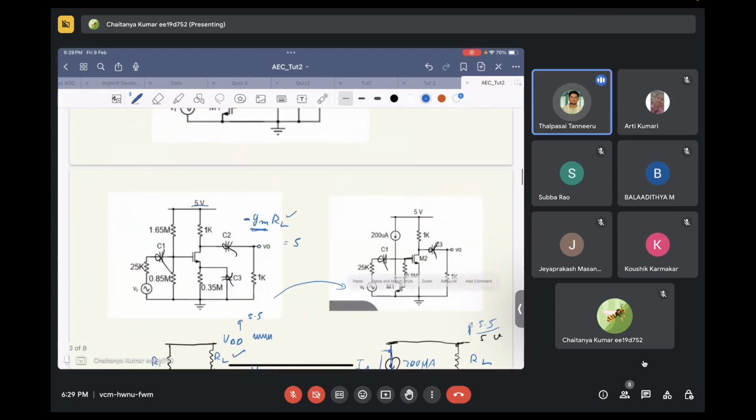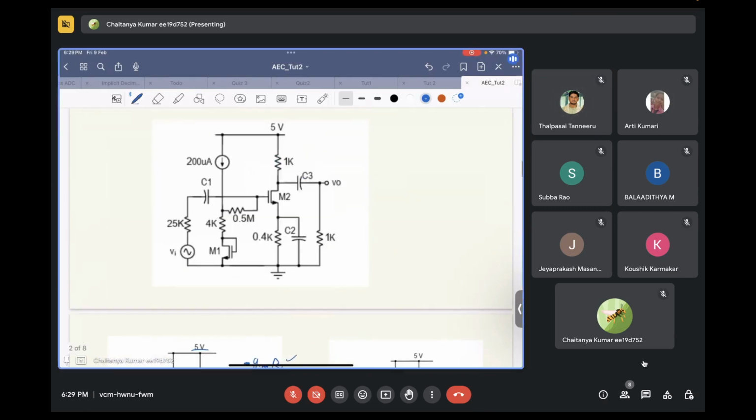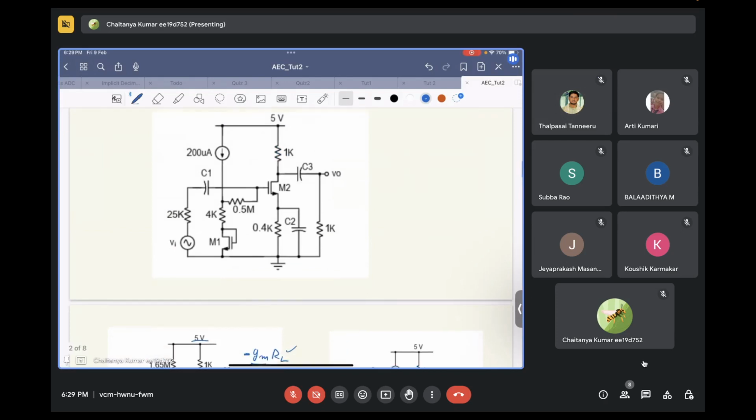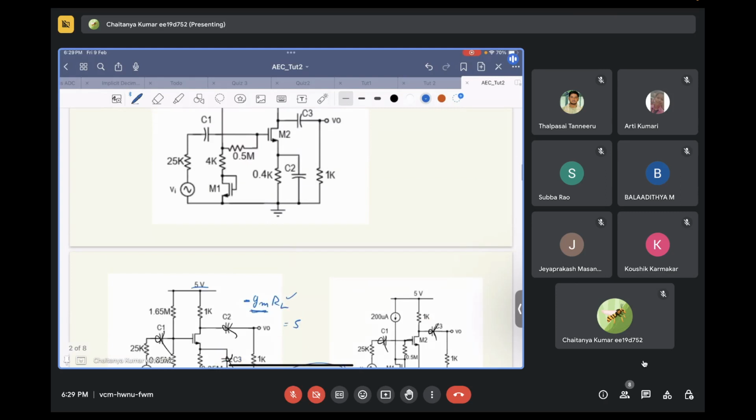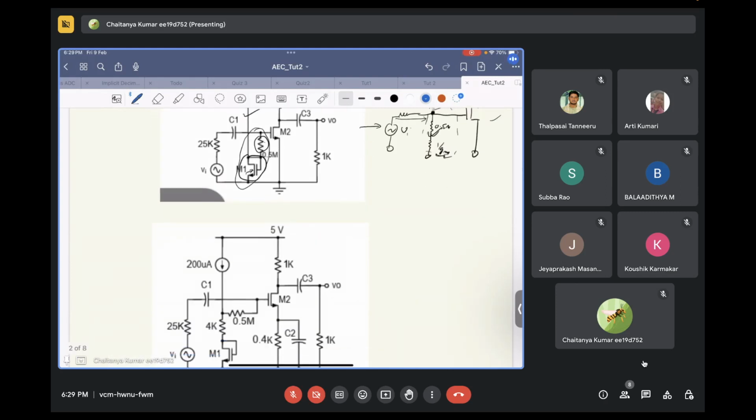Sir, in the next question only, here instead of 0.4 mega ohm, they added one more resistor, sir. Okay, let's try to see what is there in this also. We will have to work this out.